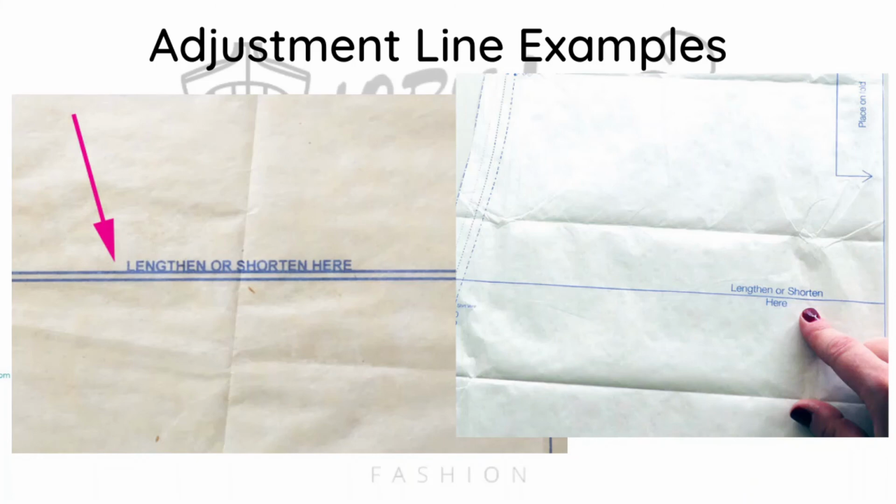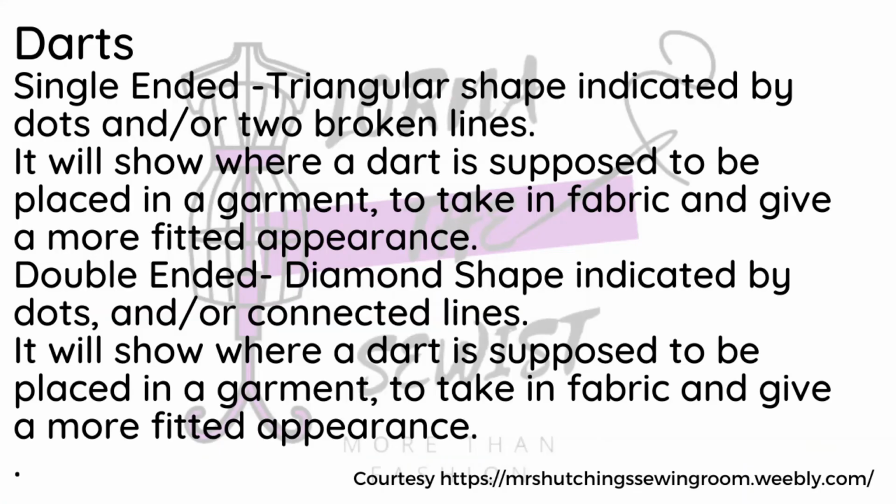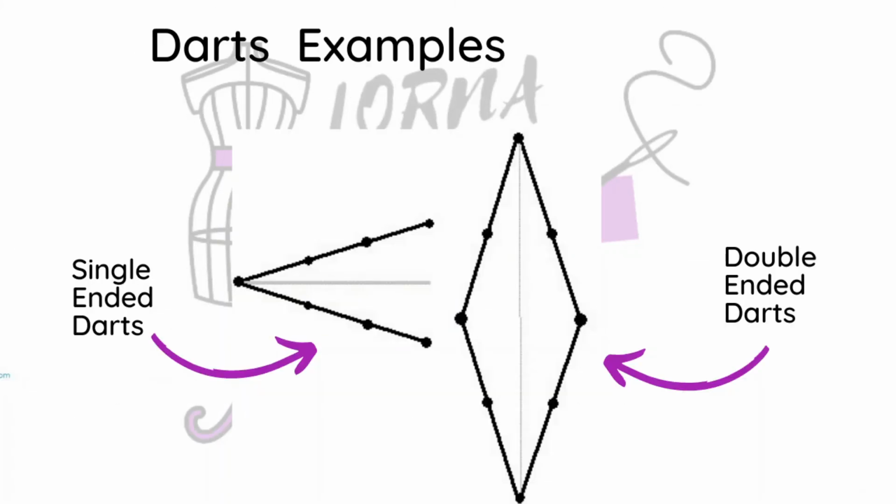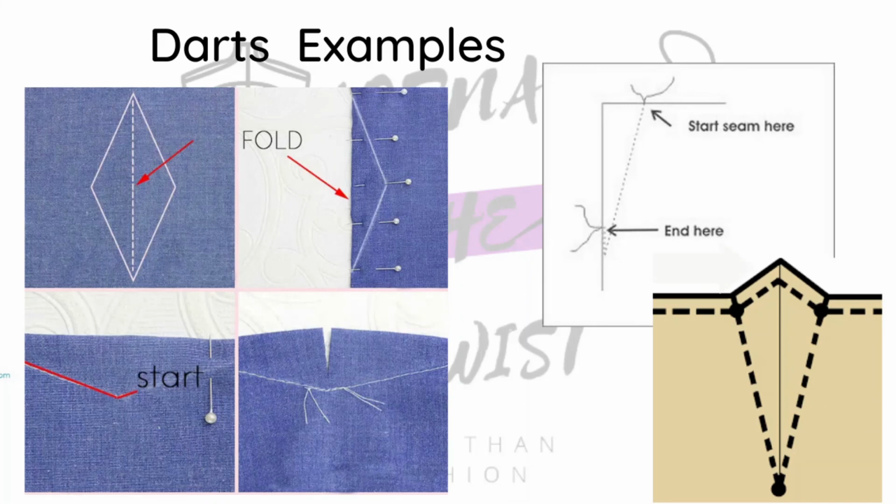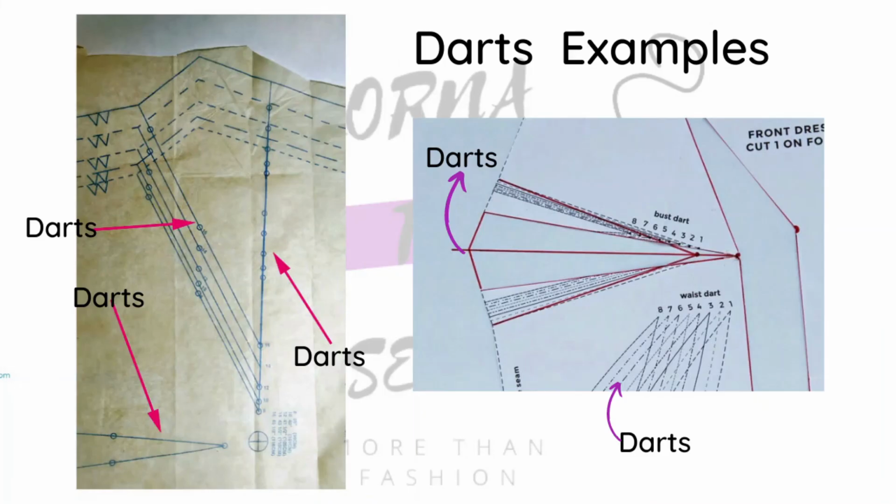And lastly, we have darts. Darts are basically what adds shape to your garment. So there are single-ended darts and double-ended darts. It really depends on where it is. Most double-ended darts are in the middle of your body, from your bust area to your waist area, to your hip area. So usually you find them mostly in dresses, but single-ended darts are usually found on tops, skirts, bust area, and all that. So I'm sure after you read all that, you'll be able to understand, and these are the examples of how the darts look. And this is the end of this segment.